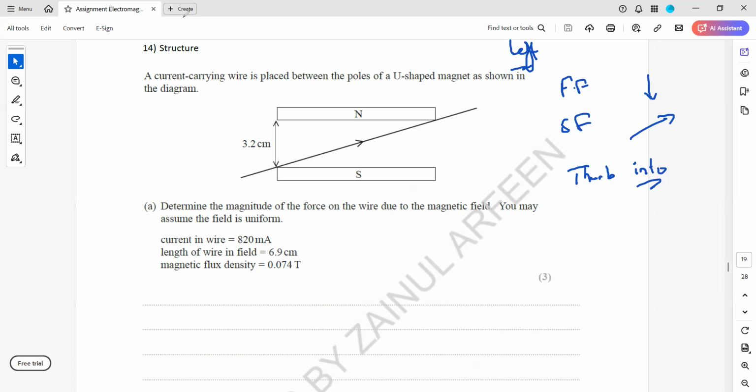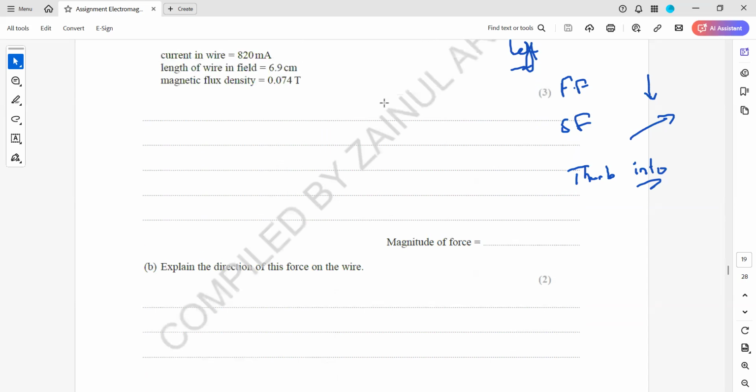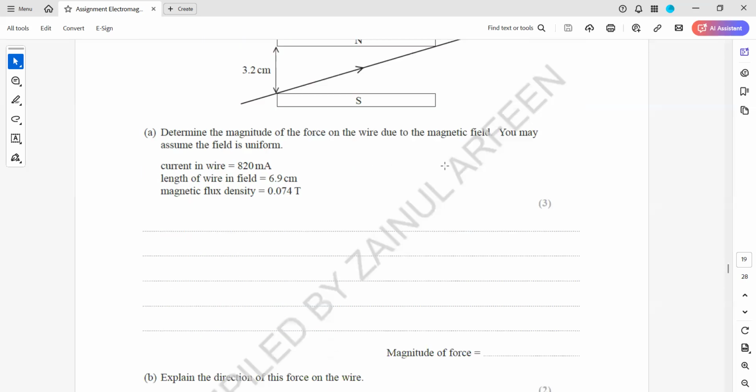Usually it's worth 2 marks, so you will explain the direction of the force on the wire. How do you write this answer in the exam? You will mention that the wire cuts the magnetic field perpendicularly. So using Fleming's left hand rule, we can work out the direction of the force. Is it clear? Question 14.